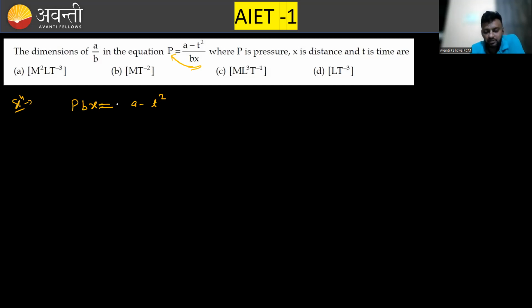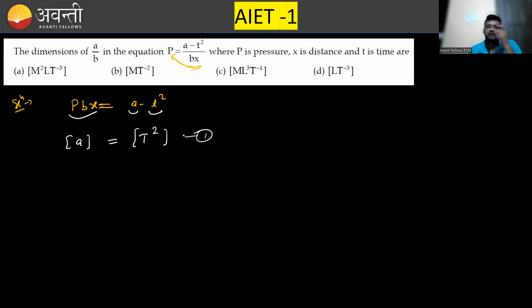Now, from the principle of homogeneity, I think everybody knows the principle of homogeneity. Each term of an equation must have the same dimension. There are 3 terms in the equation, and each term will have the same dimension. So the dimension of A should be the same as the dimension of T square. So we got the dimension of A as that of T square. This is equation number first.